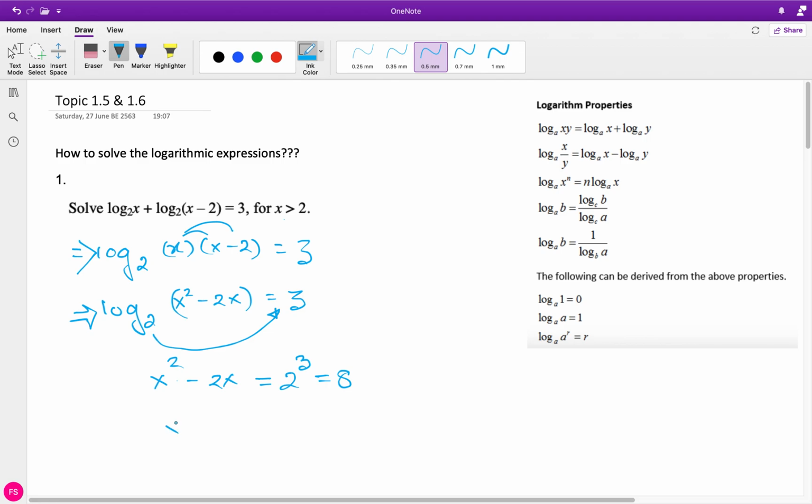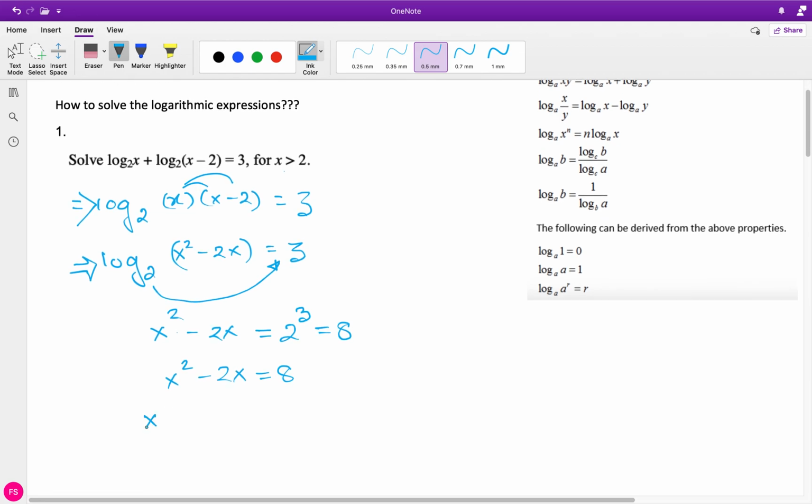Now, we have x squared minus 2x equals 8, but because it's a quadratic equation, you have to move everything to one side so that you can solve it. Let's do that. x squared minus 2x minus 8 equals 0. I'm just going to use factorization because it's easy to factorize. You have to think of two numbers that will add to give you negative 2 but multiply to give you negative 8. What are the two numbers? The two numbers are negative 4 and 2.